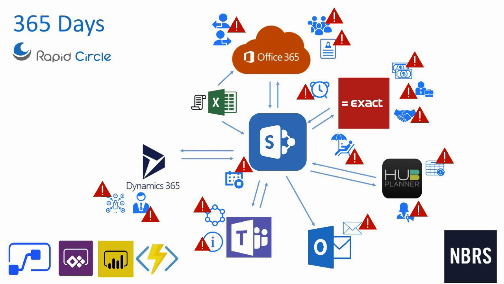And the other thing is people never like doing this work. They don't do it well because they forget to update one system when they update the other, and it's just boring, mundane, administrative work. So Power Automate and Flow at Rapid Circle has really enabled us to streamline the integration across all of these different systems.